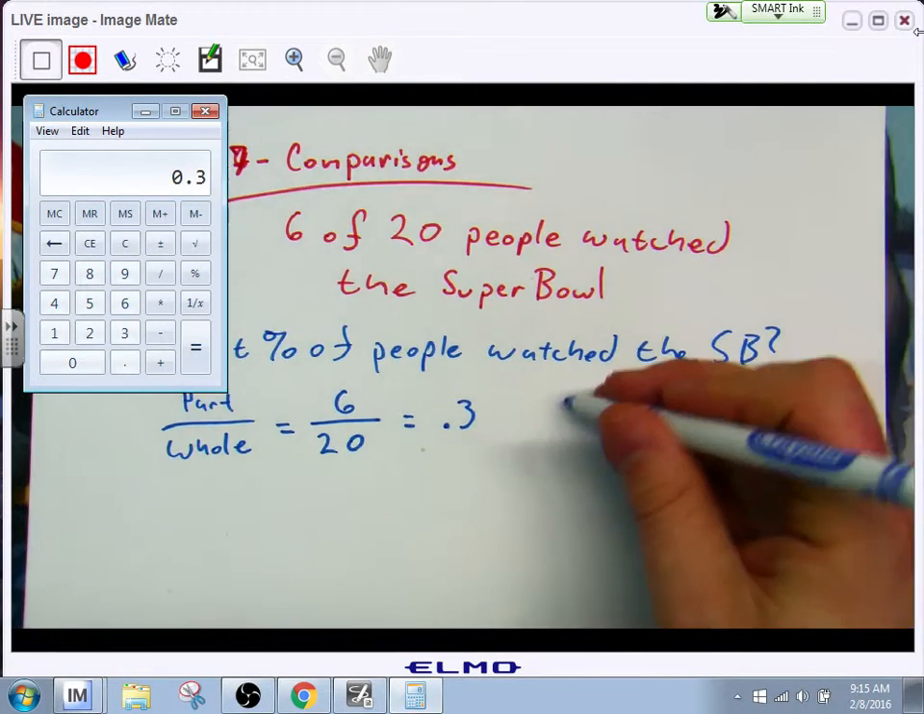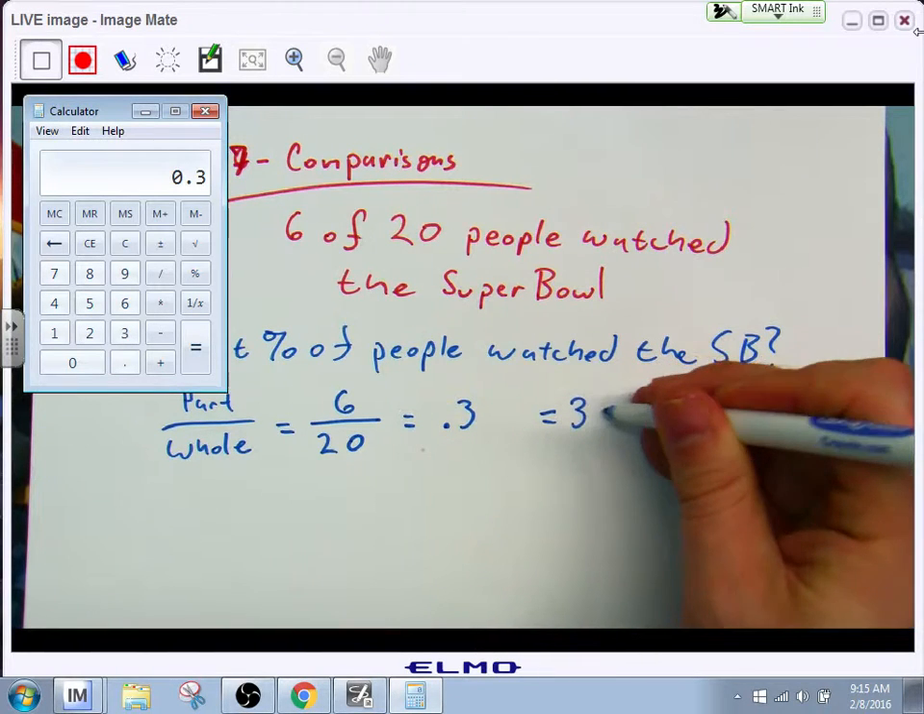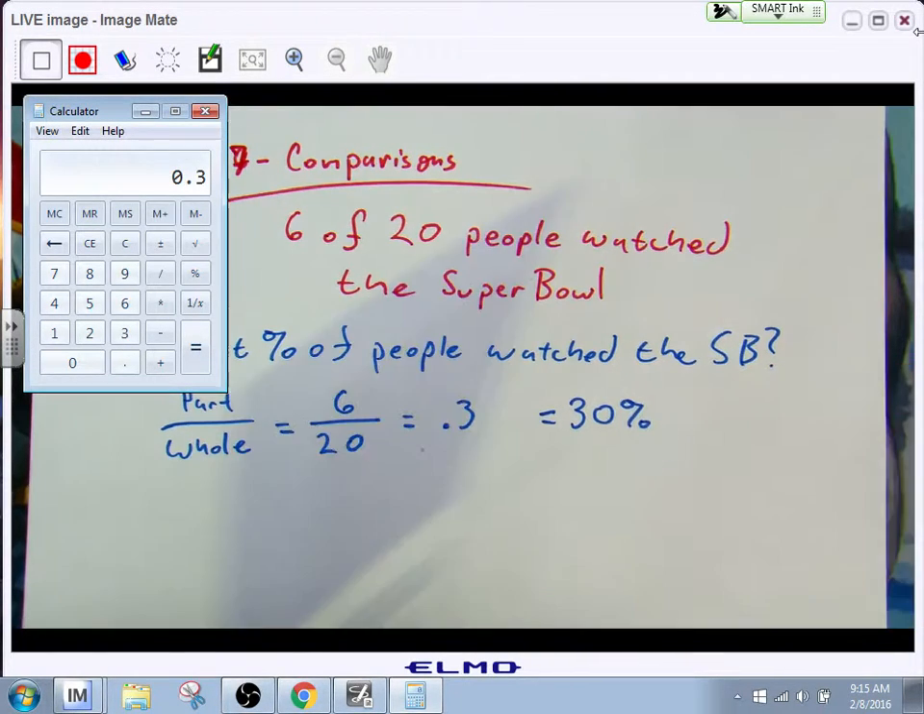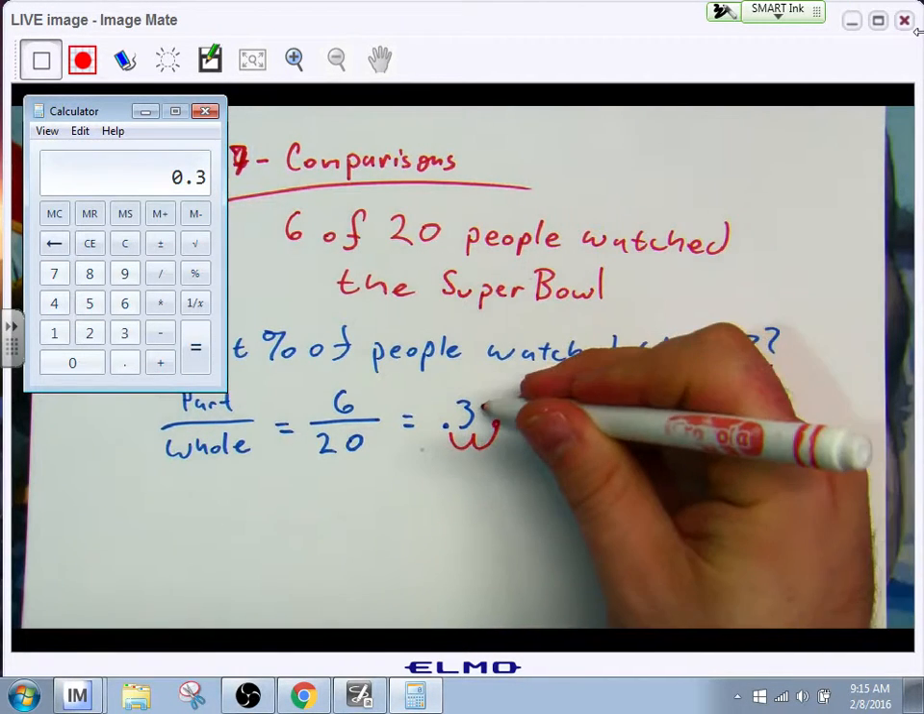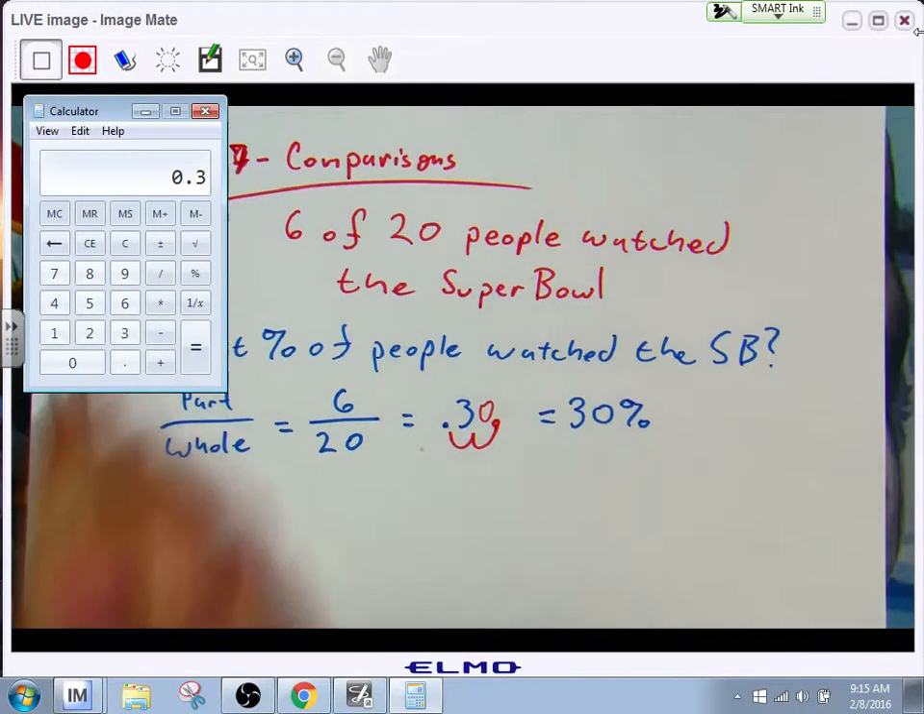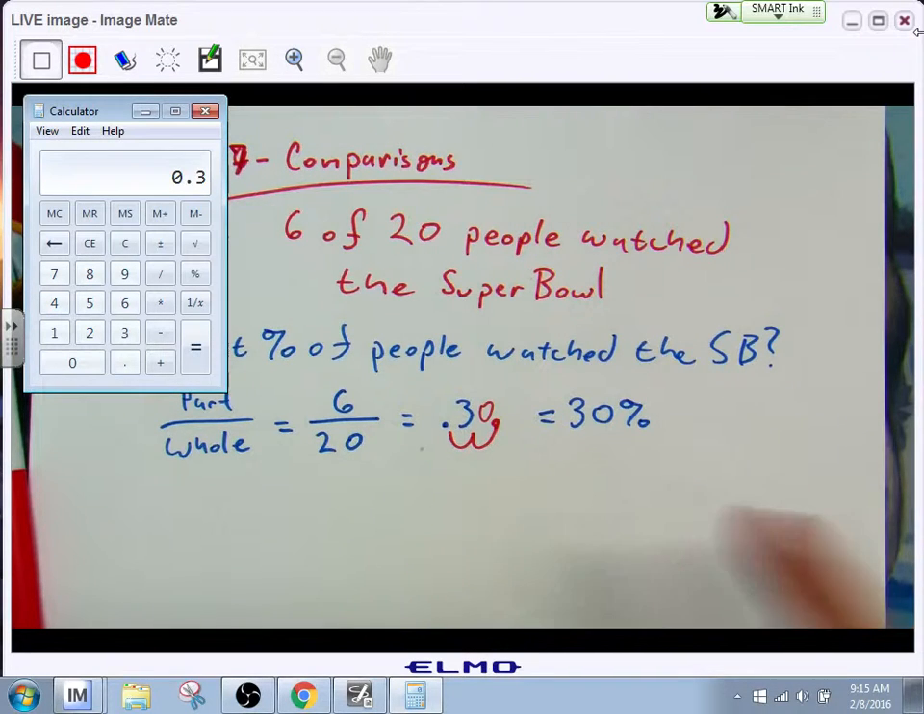It absolutely is 30%, but how do we know that it's 30%? Move the decimal. That's the easiest way, right? We move it over 2 spots. We put in a 0. So we call it 30%. So 30% of the people in this room watched the Super Bowl yesterday. Okay?